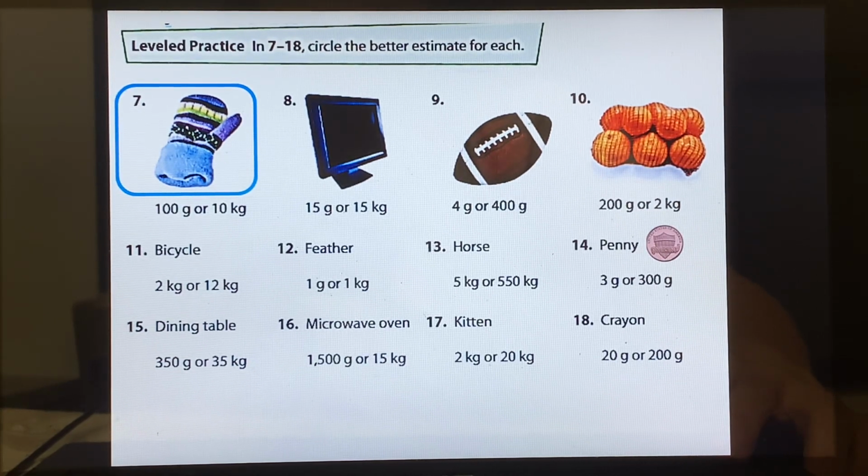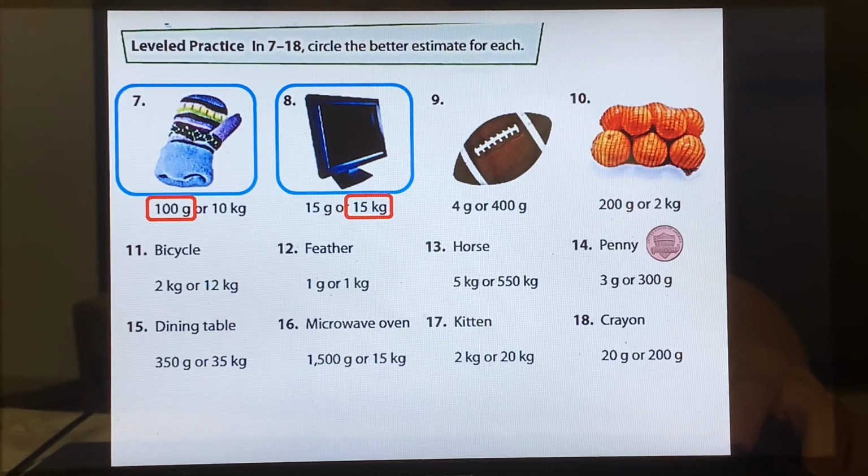Which is a better estimate? 100 grams or 10 kilograms? 100 grams. Did you get it right? Number 8 is a TV. A TV. Which is a better estimate for the mass of a TV? 15 grams or 15 kilograms? 15 kilograms. Did you get it right?